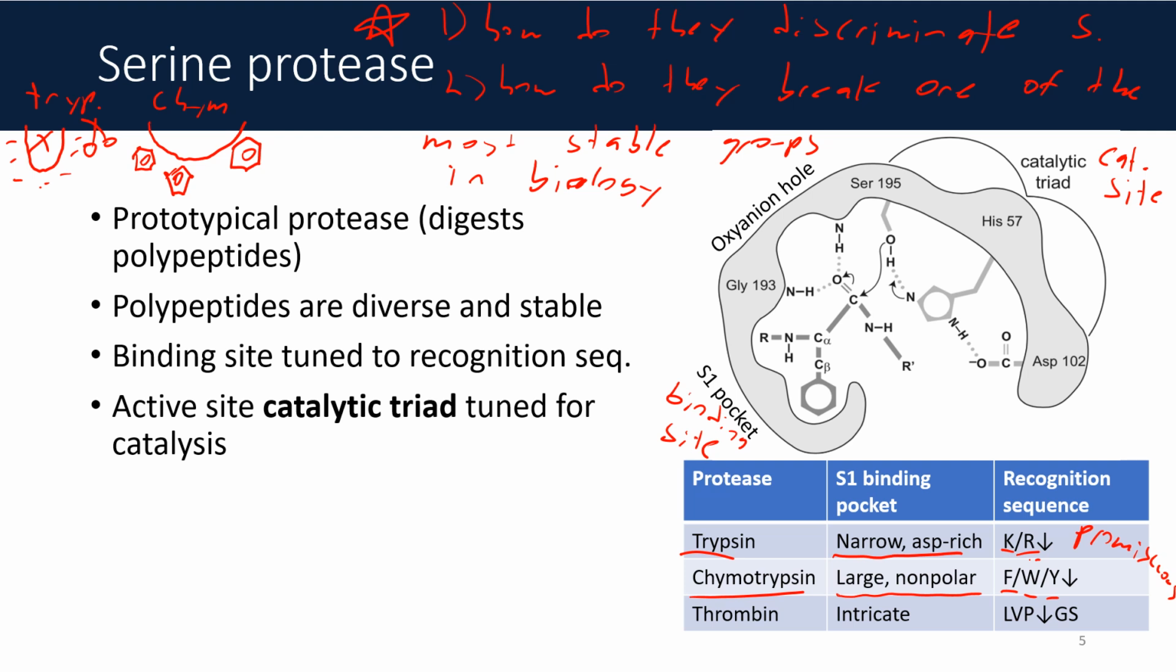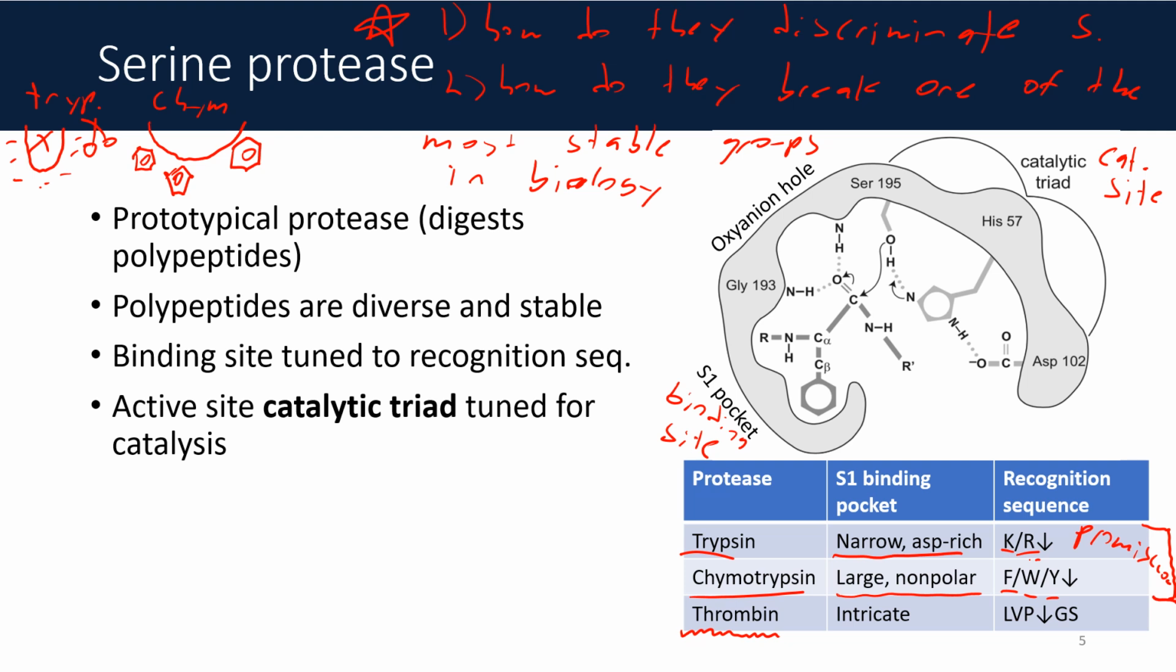So hopefully you can appreciate why having a promiscuous binding site suits the design of the digestive enzyme, whose goal is to chop anything down into small pieces. Now let's take a look at thrombin. We talked about this last lecture. It is a protease, but it's not a digestion protease. It is a blood clotting protease. We do not want this to be promiscuous.